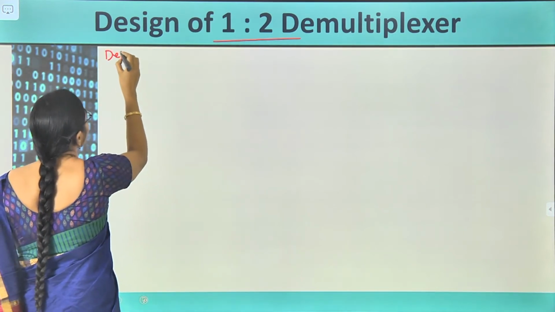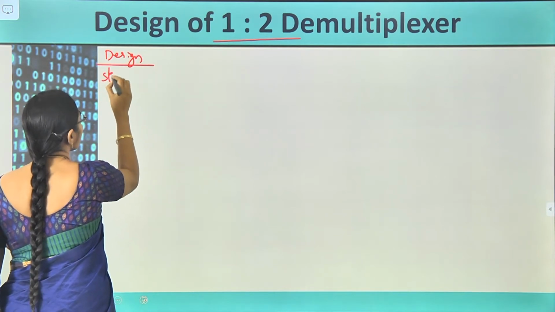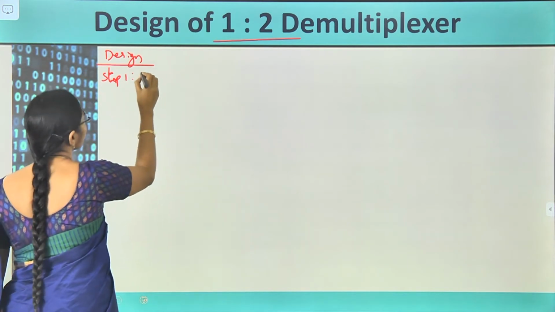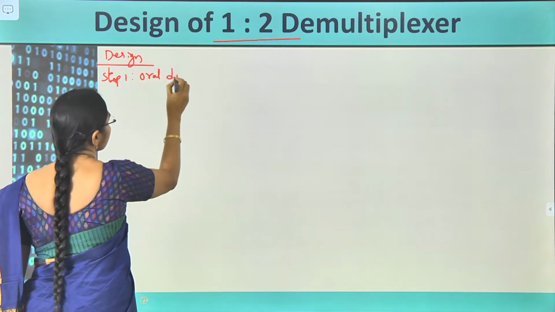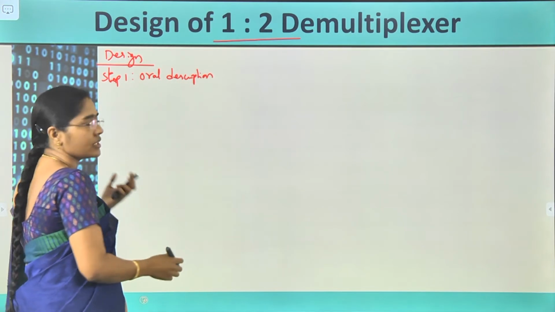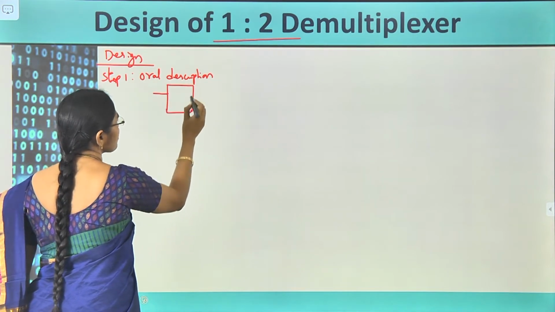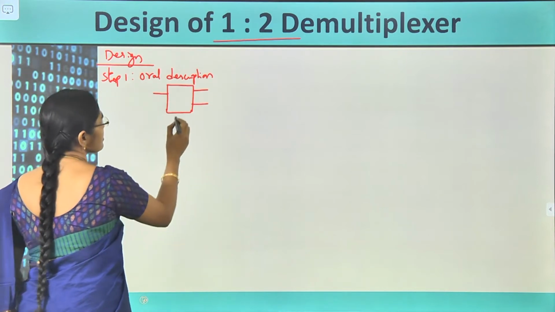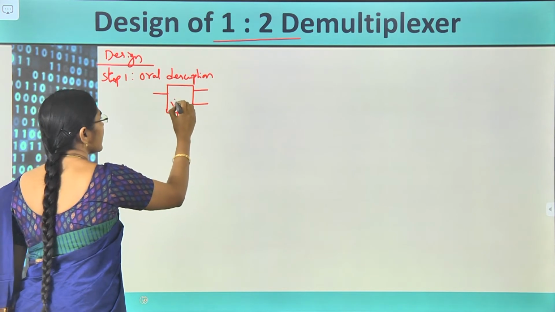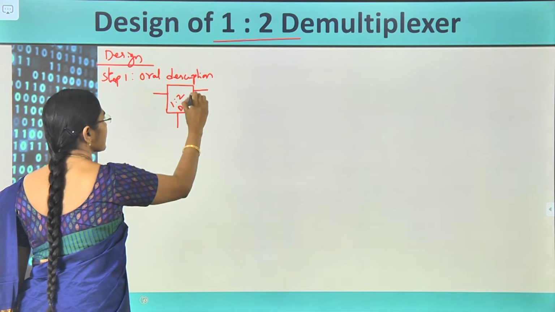In this design part, what are the steps? The first step is always the problem statement, the oral description of the problem. What is our problem? A circuit which has to take one input and provide two outputs depending upon one select signal. So, 1:2 demux. This is our problem statement.